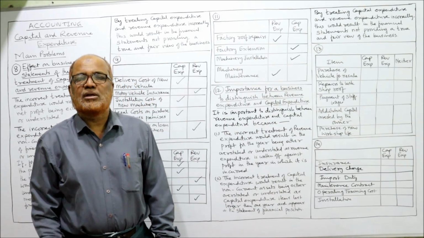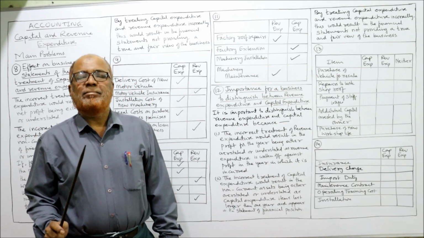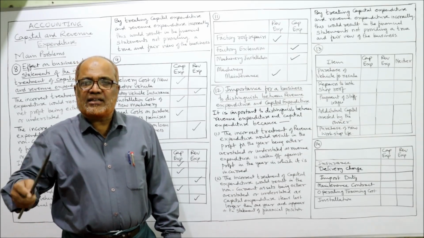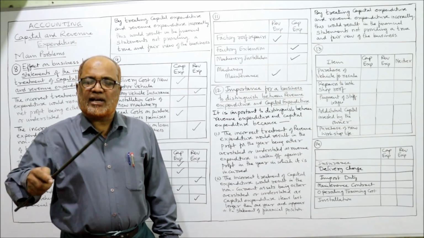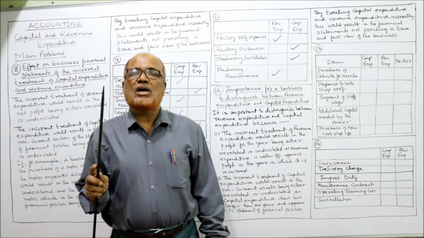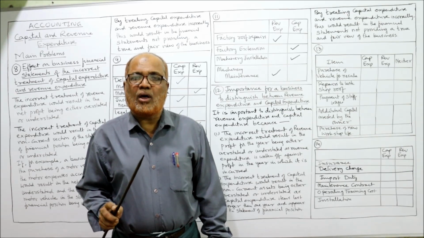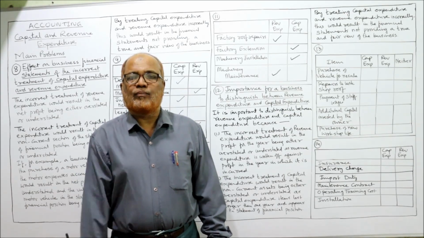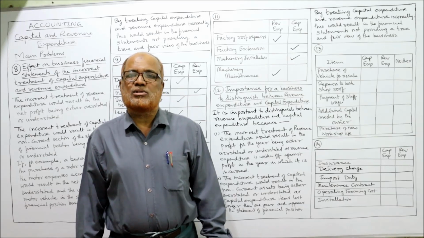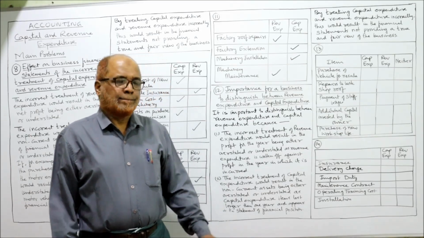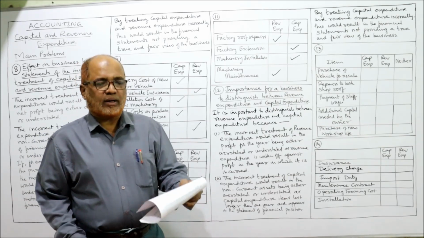view of the business. Finally, the final effect is, if a mistake is made in treating capital expenditure as revenue or revenue expenditure as capital expenditure, then the financial statements will not show the true and fair view of the business operations, of the financial results. That is the effect. Next question, 13th one.